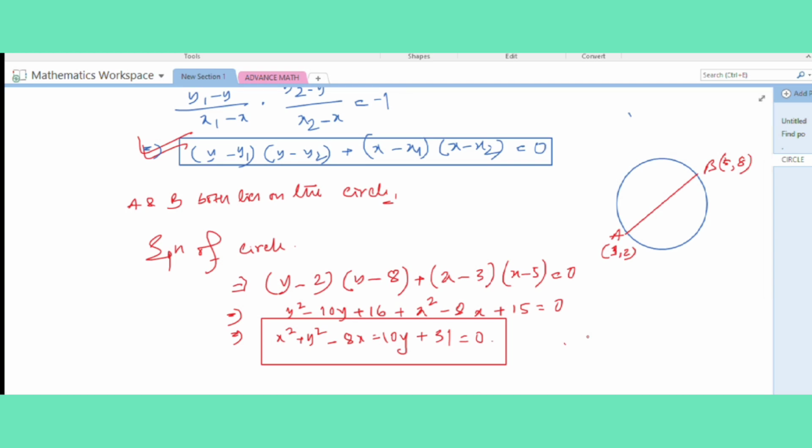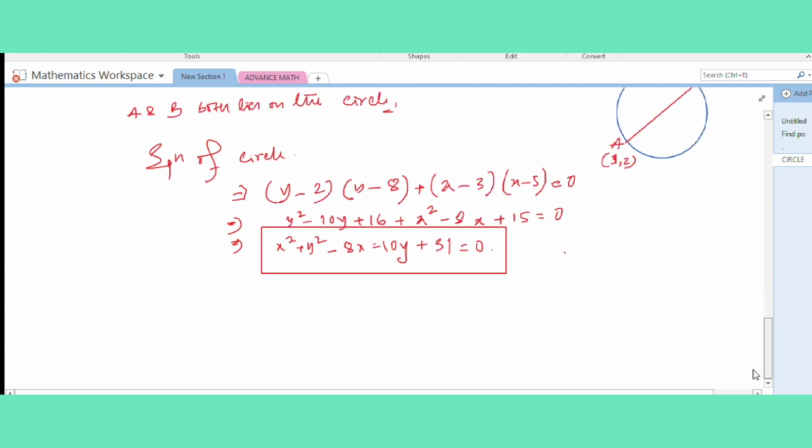Now one more thing that we need to discuss here is the general equation of a circle. What is the general equation of a circle?